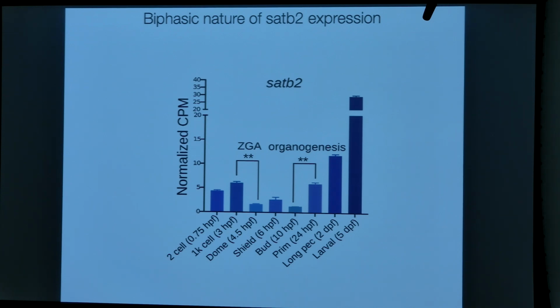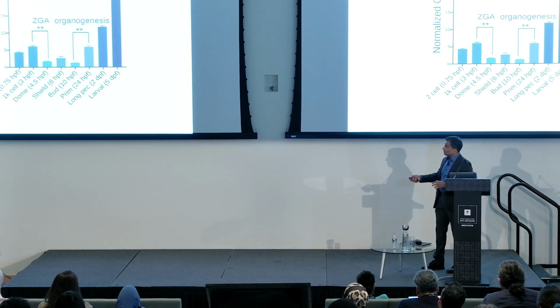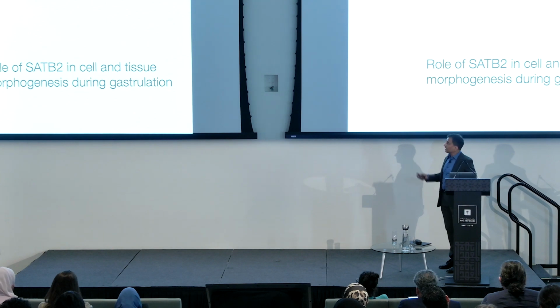If you look at the expression of SATB2 itself at various stages of zebrafish development, you can see that it shows a bimodal pattern: a small peak pre-ZGA, and a very big peak post-ZGA. These are two different stages. This is the early stage, and this is the organogenic phase where the somites and other organs are going to be formed. So we postulated that SATB2 might play two different roles at these two junctures, pre-ZGA as well as post-ZGA. We tried to understand this by going deeper into both these phases.